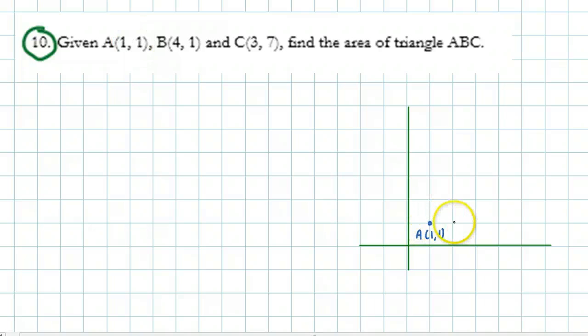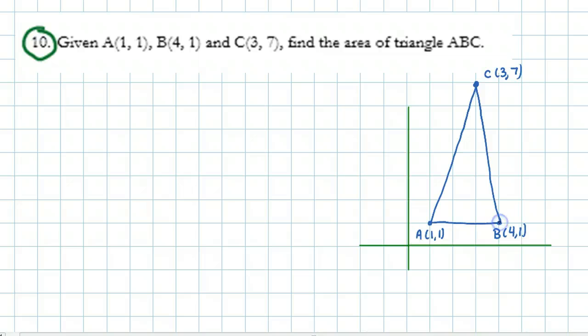B, which is going to be (4, 1). 1, 2, 3, 4. There's B, which is (4, 1). Then we have C, which is 3, 1, 2, 3, 7. 1, 2, 3, 4, 5, 6, 7. So there's C, which is at (3, 7). So if I connect these, they don't have to be perfect by any means. There's my triangle. So I want to find the area of this triangle.